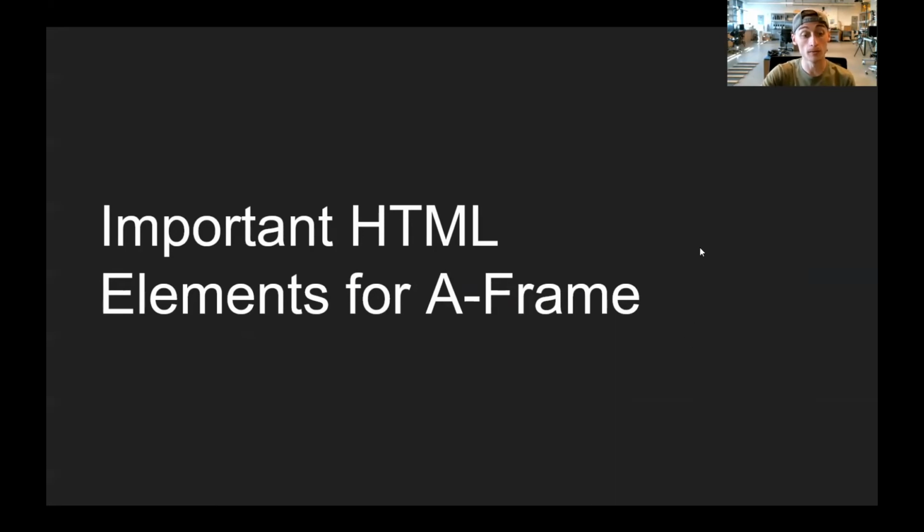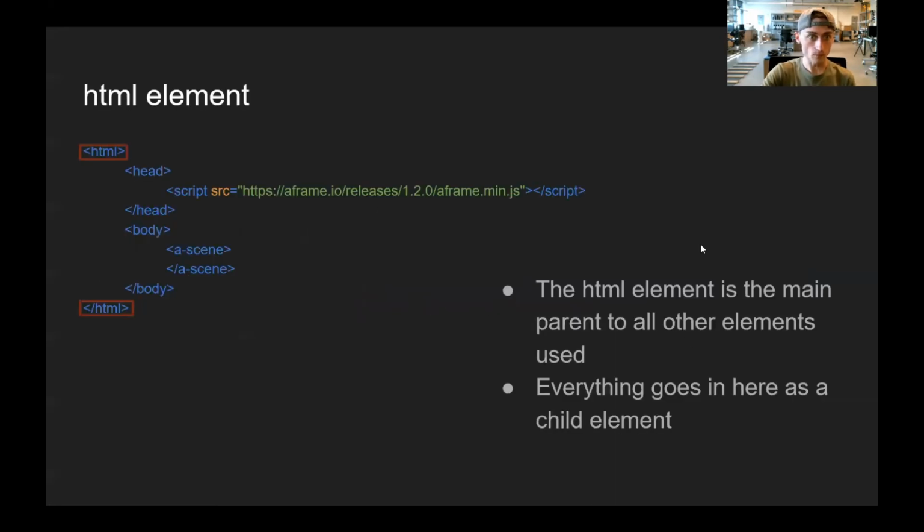All right, so now that we went over the basic formatting of the elements in HTML and A-frame, we're going to go over some important ones. Again, this is the same code that we started with, the base code. There is the HTML element, which all HTML documents have. It's just where you put all of your other HTML elements. That's basically it. Everything else is just a child of the HTML element.